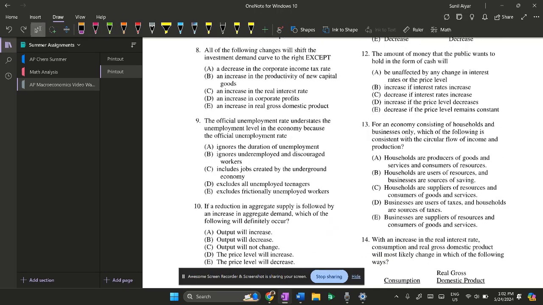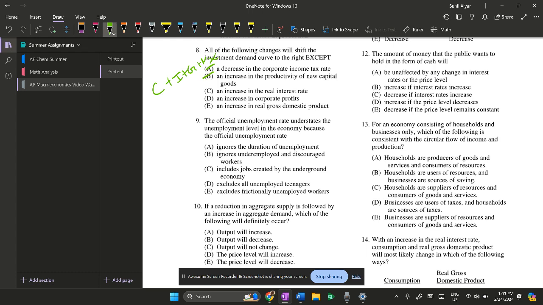So 8: all of the following changes will shift the investment demand curve to the right, except. So investment demand, we can just say that's like the aggregate demand curve, and then which one of them is not a part of that. So a decrease in the corporate income tax, that's a tax that would do something to investment. Productivity of capital goods, that would also do something.